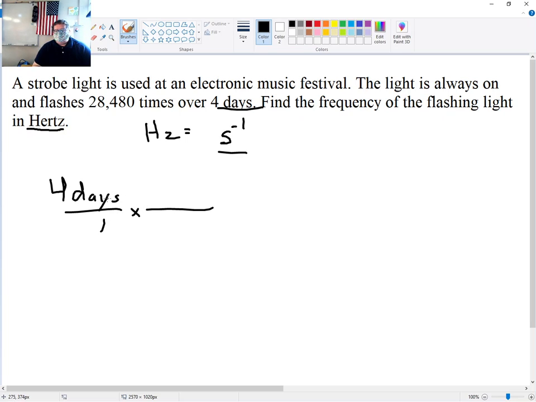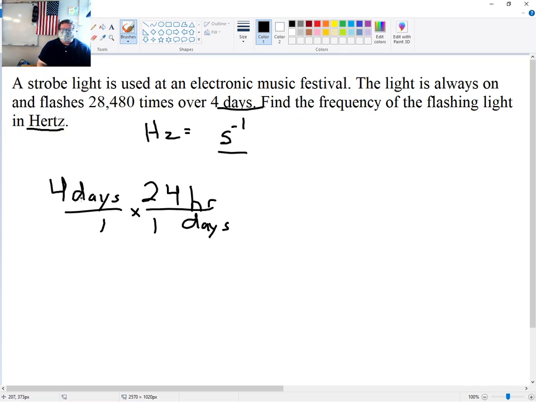So in order to get rid of days, since this is a fraction, I'm going to multiply by another fraction we call a conversion factor. If I want to get rid of days, it has to go on the bottom, because when I multiply, there'll be days in the top and days in the bottom that will cancel. If you happen to know how many seconds are in a day, you could go there immediately. I don't know that, but I know how many hours are in a day. So 1 day, 24 hours.